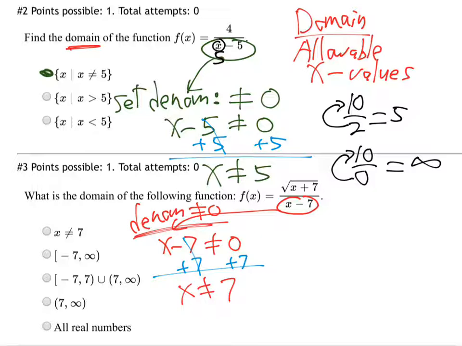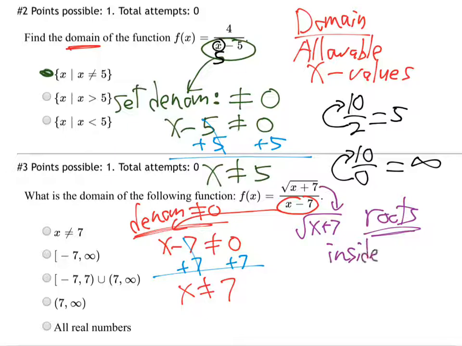So, okay, that means when you take this top, the square root of x plus 7, for roots, the inside of the root has to not be negative. Wouldn't you agree? We can't have a negative inside of a root. Well, how do you say not negative? If something's not negative, what is it? It's greater than or equal to 0, isn't it? If it's not negative, then it's 0 or bigger.